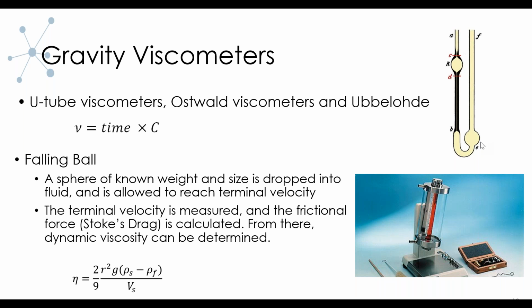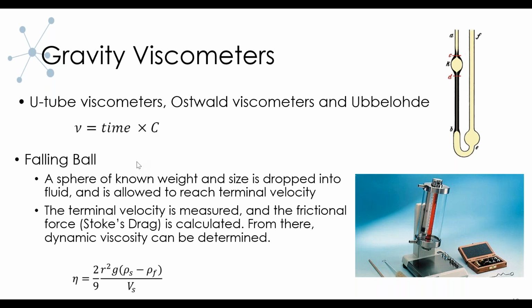Ostwald's are also U-tubes, and these are gravity driven. What you do is fill up the tube with your sample. You have a timer and you see how long it takes to go from point C to point D, and then you multiply that by a constant, which is a defined parameter indicative of the tube dimensions, and with that you get viscosity.